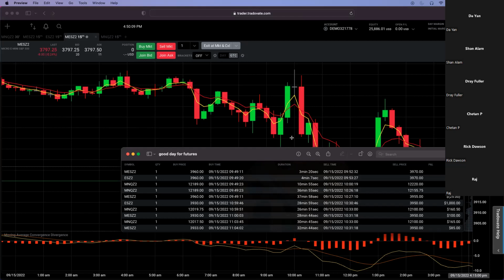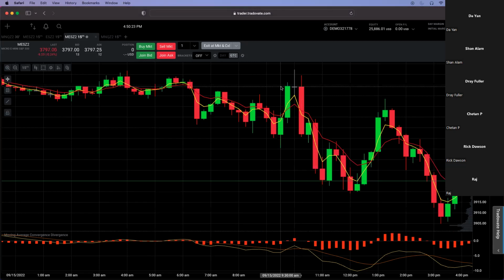Okay. So the reason why we stopped at 10 points is that we clearly knew 3975 was the resistance. So we didn't want to risk it. We could have gone to 3975, but I didn't want to risk it. I just closed it. But this candle did not even go there.